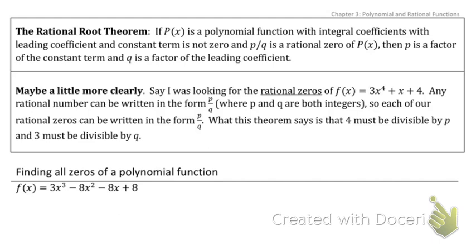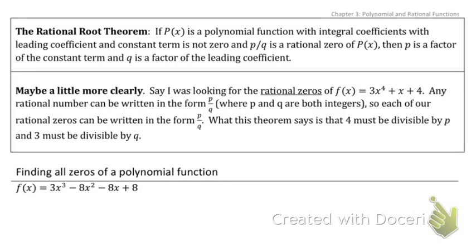Let's do an example. So we have f of x equals 3x cubed minus 8x squared minus 8x plus 8. It says find all the zeros of the polynomial function. Here's the problem. We have it cubed. So I can't go plug in the quadratic formula. We have an a value, a b value, a c value, and a d value. So we can't plug this. We can't complete the square. Factoring is going to be hard. So we're going to go to something called the rational root theorem.